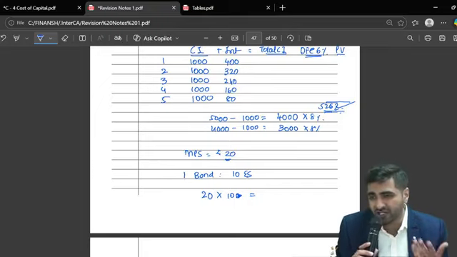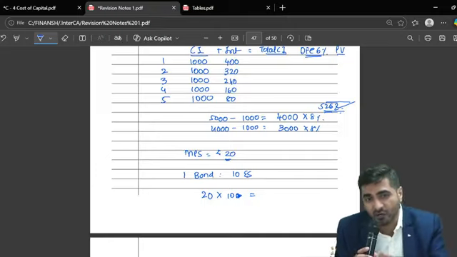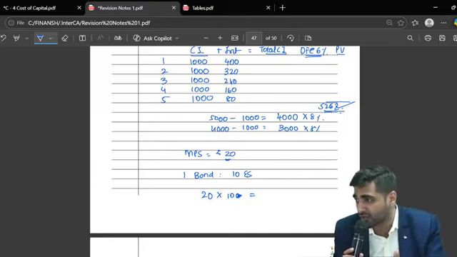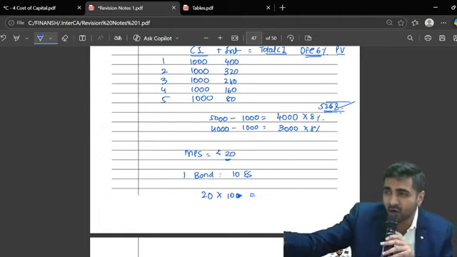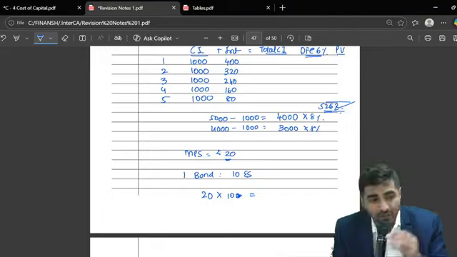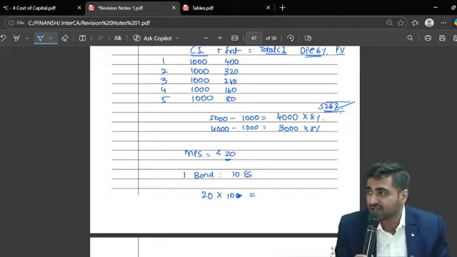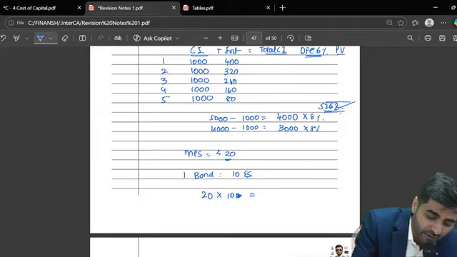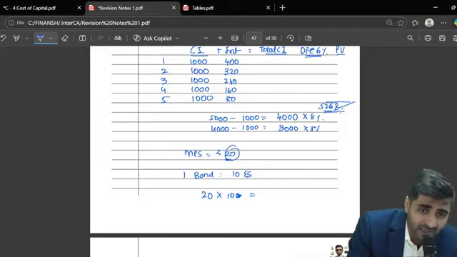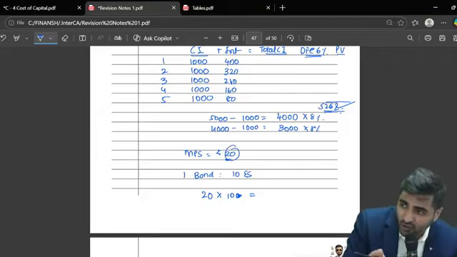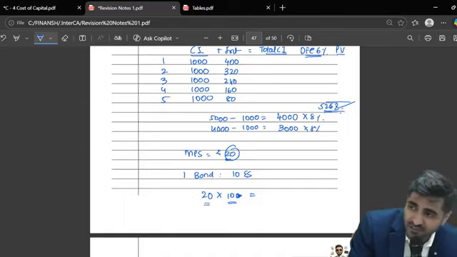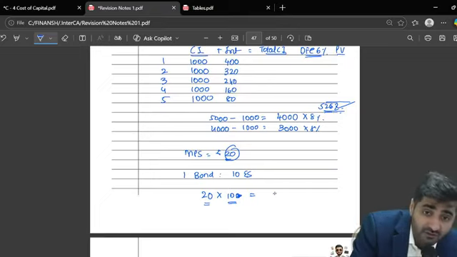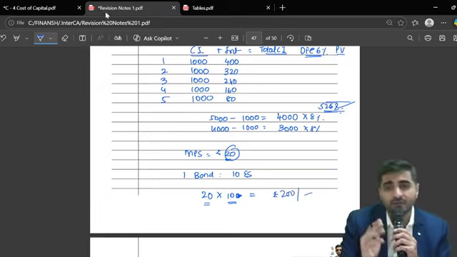For one bond, how many equity shares are you going to get? 10 equity shares. So if I convert the bond into equity shares, do you know what is the meaning of converting the bond into equity shares? I'll go to the company and tell the company, listen, I am giving you the bond, you please give me 10 equity shares. What's the market price of an equity share? 20. So for every one bond, you're going to get 10 equity shares and the market price is 20 rupees, what is your conversion value? 200.